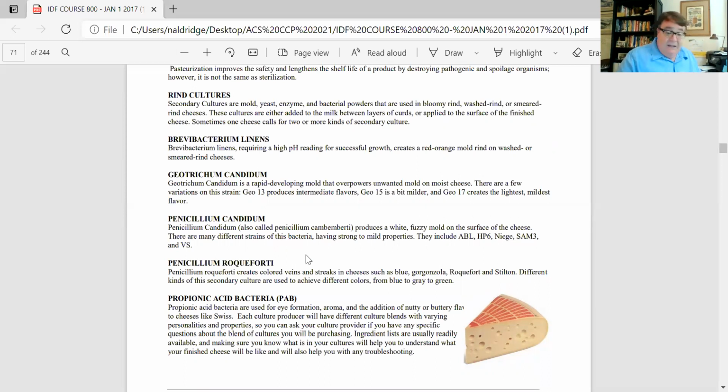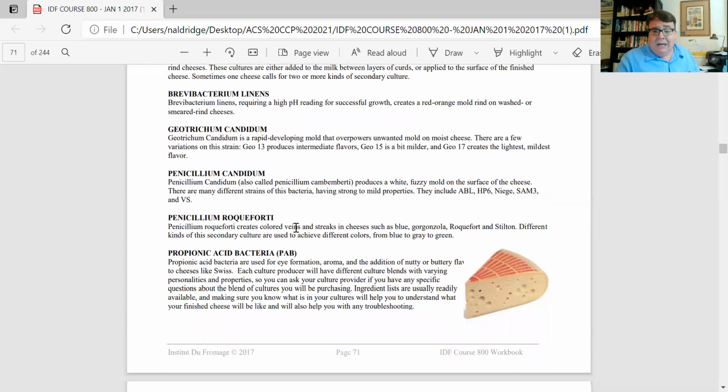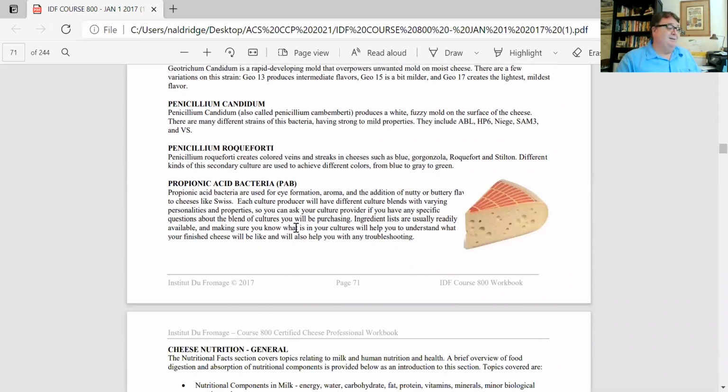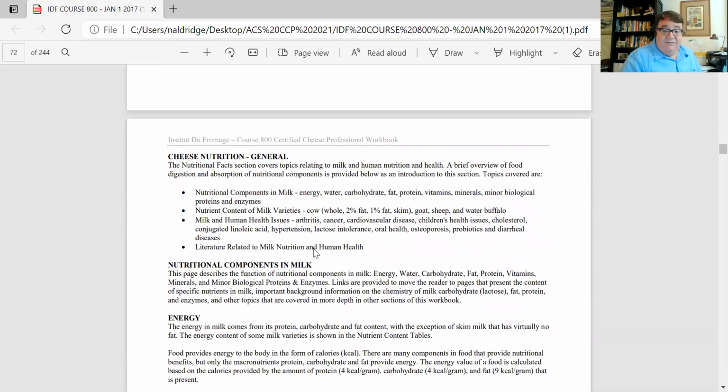Okay. And then, of course, Penicillium roqueforti. Absolutely, you've got to know about that. Propionic acid bacteria, PAB. You're going to get, so know about that too, because those are the eye formation. This is the sense of Emmentaler and the traditional look that most people think cheese looks like. And you know what? Oddly, it doesn't. Okay. So now we're going to continue on to page 72.